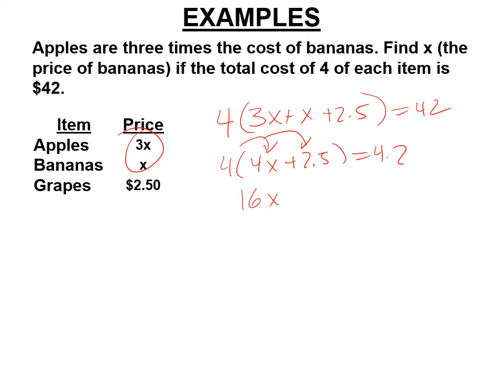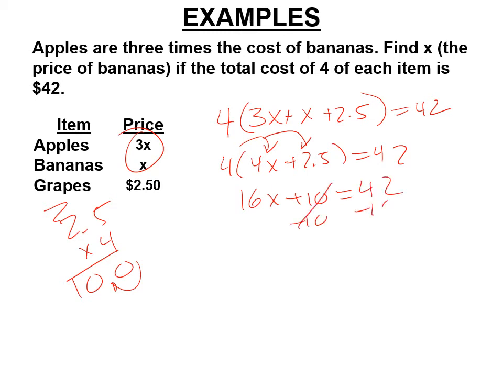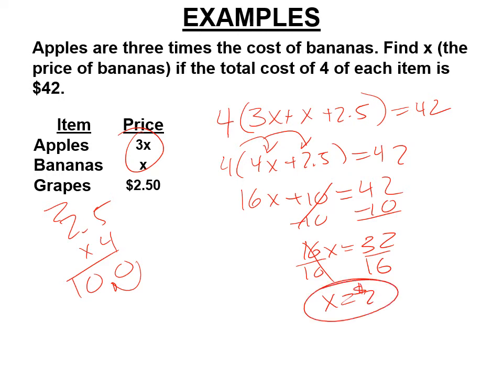That's totally personal preference. So 4 times 4x is 16x. 4 times 2.5. What's 4 times $2.50? Oh, it's $10. And that's 42, not 4.2. Subtract 10, two-step equation. 16x equals 32. Oh, 16 goes into 32 very nicely. X equals $2. Remember, this is money. Bananas were $2. The apples were 3 times that, $6.